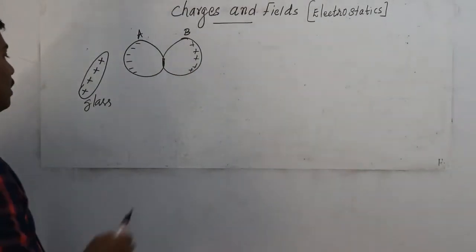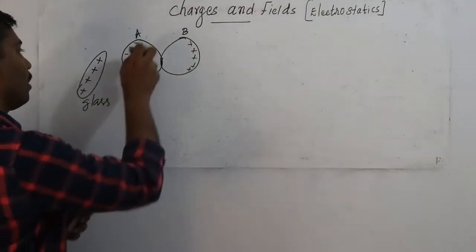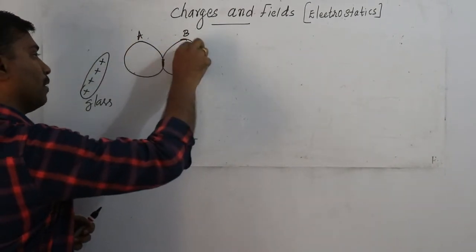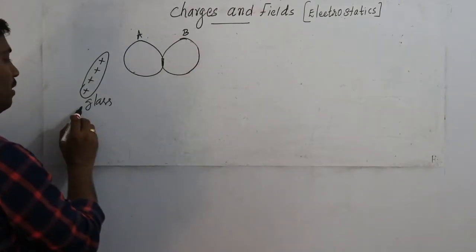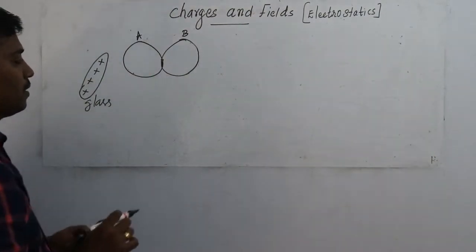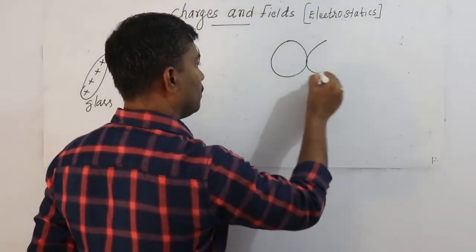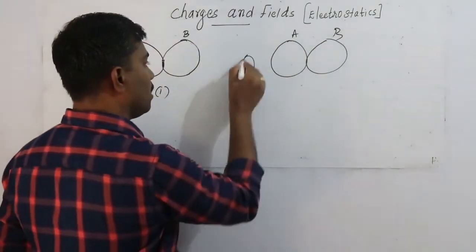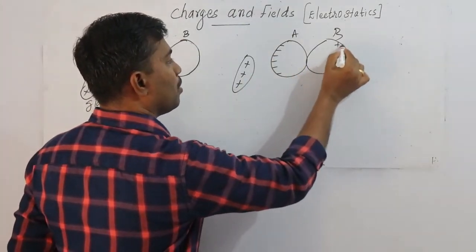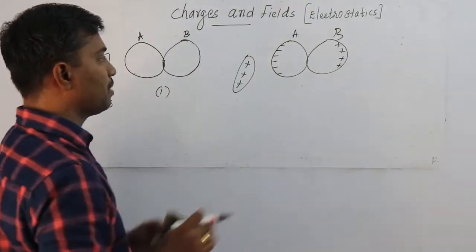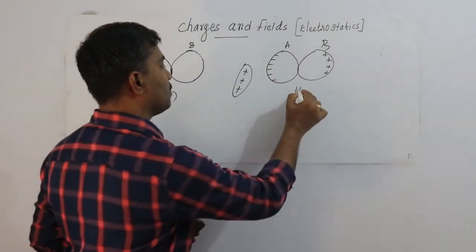We consider two spheres, A and B. Initially we didn't give them any charge. Then we bring a positively charged glass rod near A and B. This is figure 1. In the next figure, due to the presence of the positively charged rod, negative charge will be induced here and positive charge will be induced here. This separation will continue till the positive and negative charges are equal. This is the second figure.